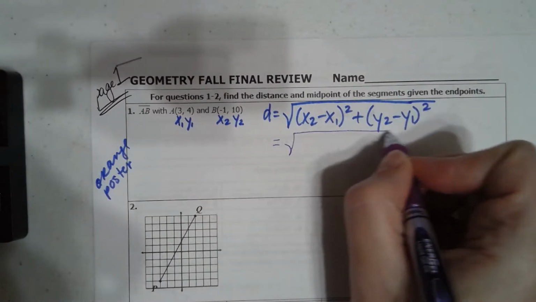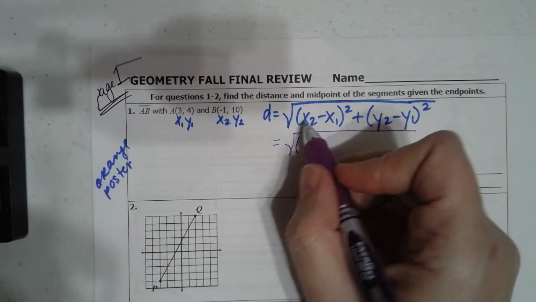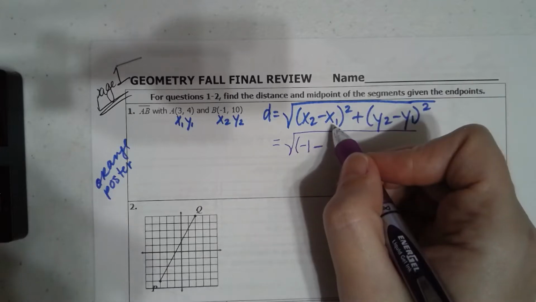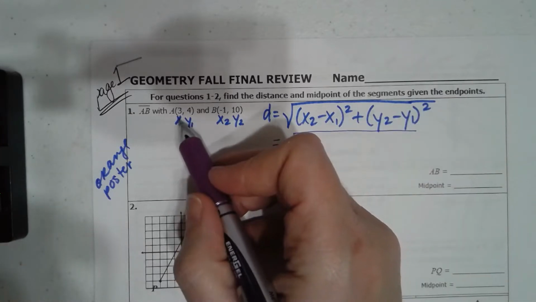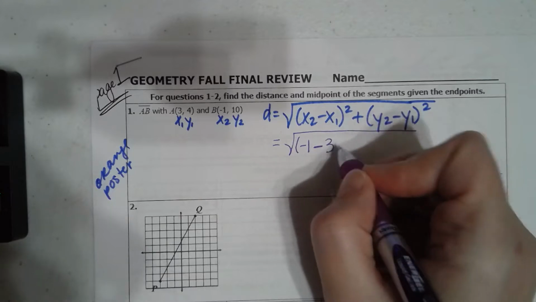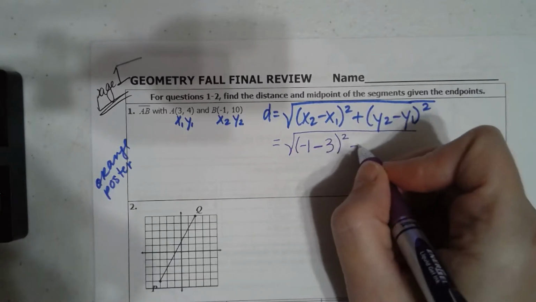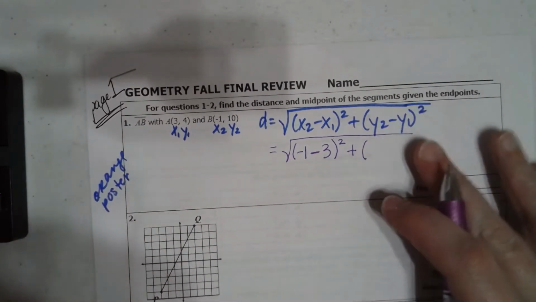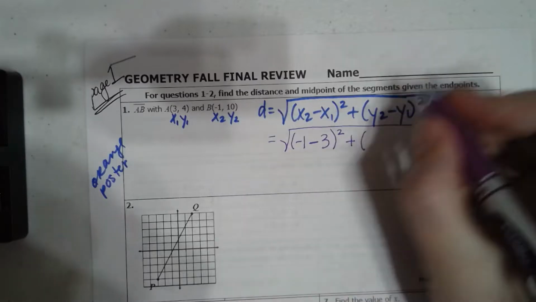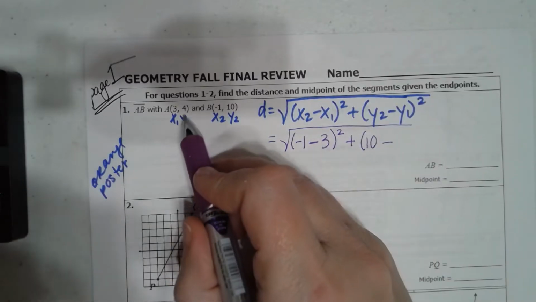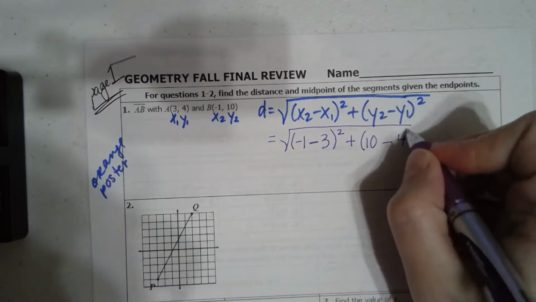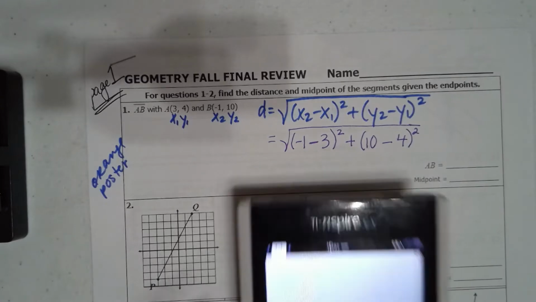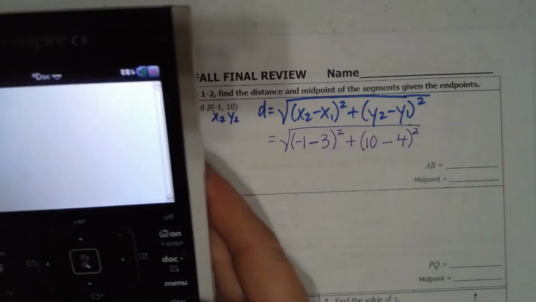So this square root stays the same. In the parenthesis, we replace x2 with -1, then a subtraction sign, and we replace x1 with this +3 from right there, then a parenthesis and a square, and a plus and another parenthesis. Then y2 is 10, and we take away y1, which is 4. Close that and square. So you can type all of that into your calculator.